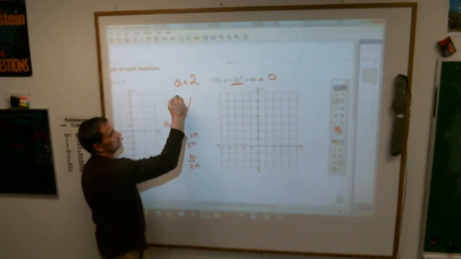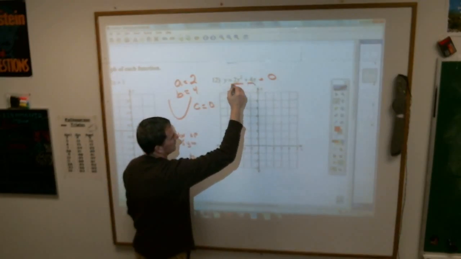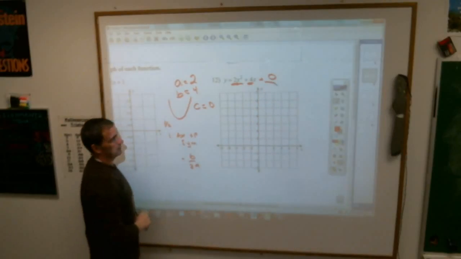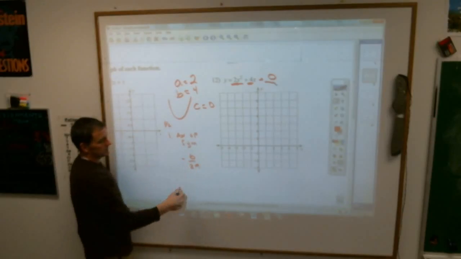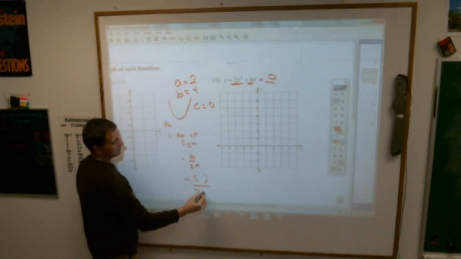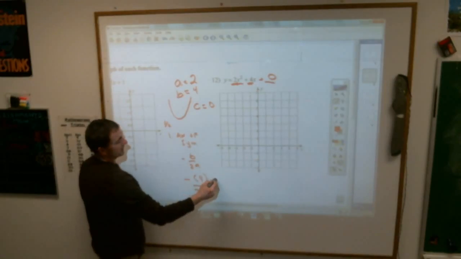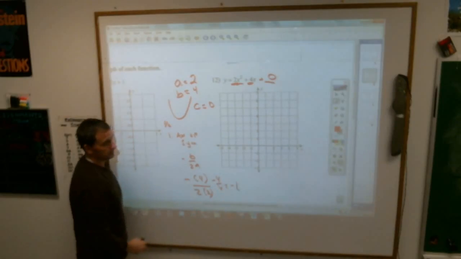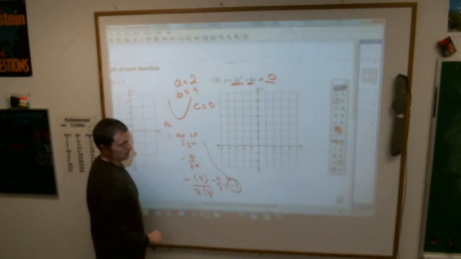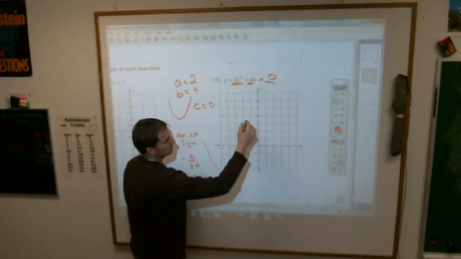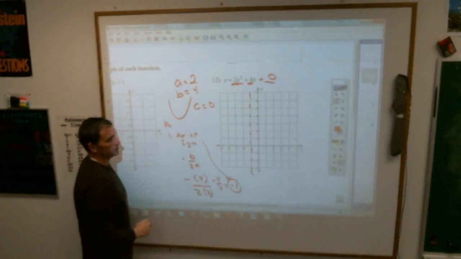A is 2, B is 4, and C is 0. The number in front of the x squared, the number in front of the x, the last thing. So you find the axis of symmetry by plugging those into negative b over 2a. B is 4, a is 2. So you end up with negative 4 over 4, which is negative 1. That is your axis of symmetry. So at x equals negative 1, you put a nice little dash line that your parabola is going to be centered about.